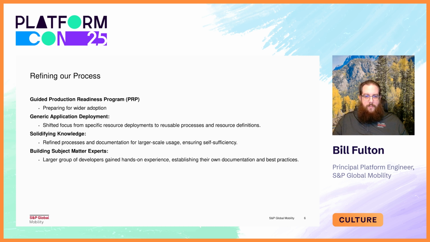After completing the MVP, we moved into the Production Readiness Program, or PRP, which helped us further solidify our approach and refine our processes for wider adoption. We made our application deployment process more generic. The PRP focused on moving away from very specific resource deployments that were created in the MVP, and instead focused on producing reusable processes and resource definitions. This was about scaling up, making sure that what worked for one application would work for all applications.